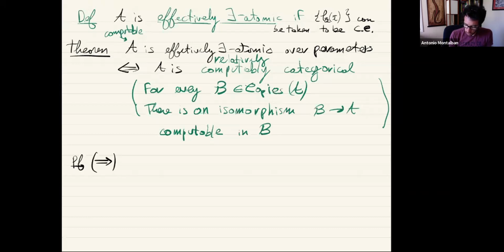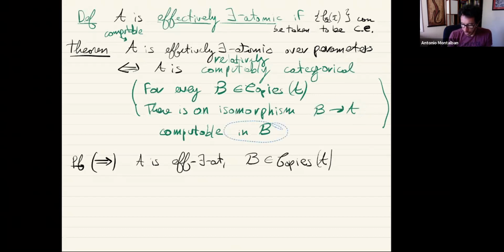So suppose that A is effectively existentially atomic. Let's write the assumption: A is effectively atomic, and let's take B belonging to the copies of A. In other words, B is isomorphic to A. And now we want to find an isomorphism between B and A that is computable in B. That's what we want.